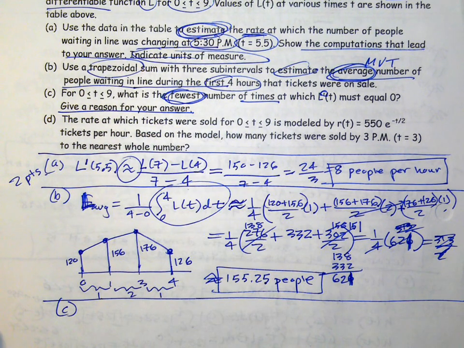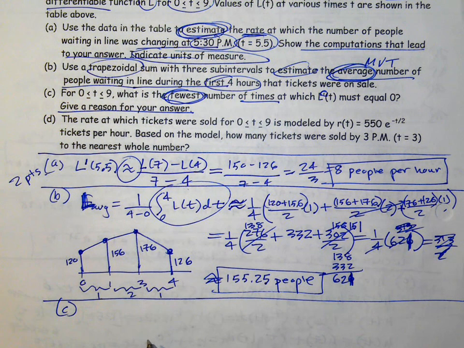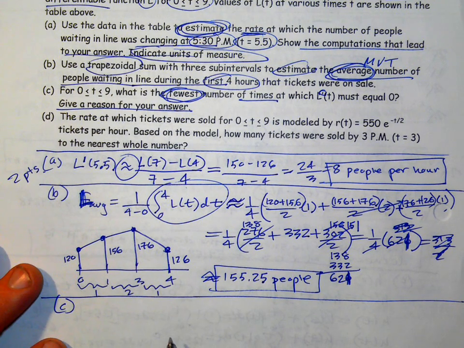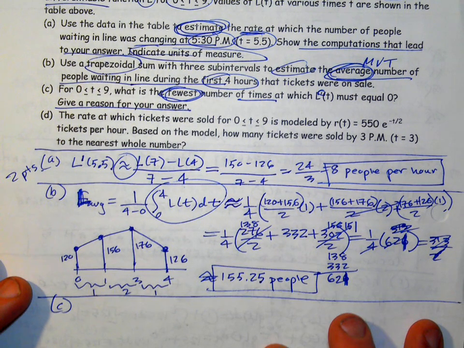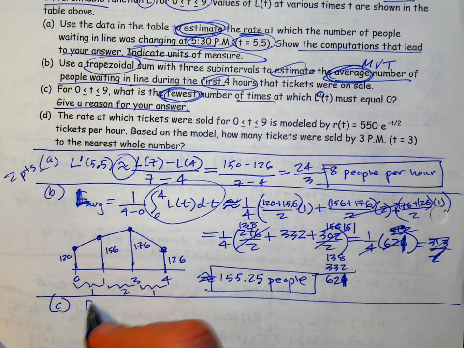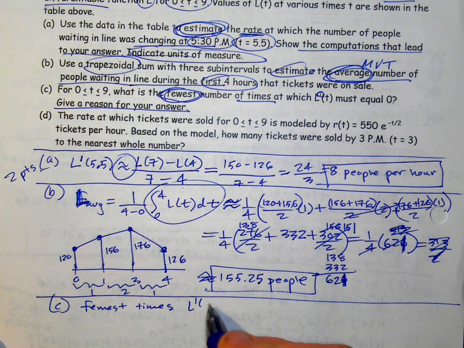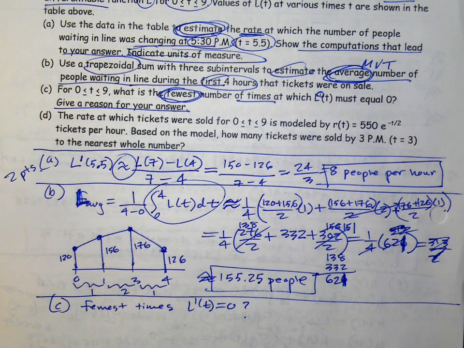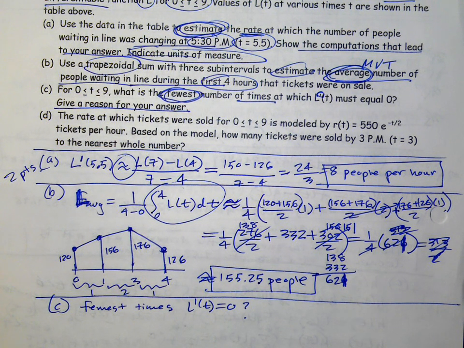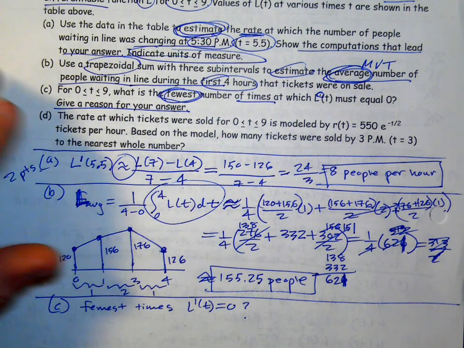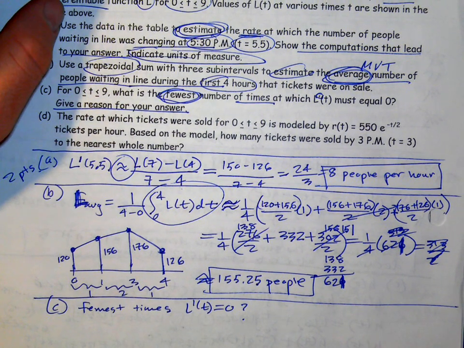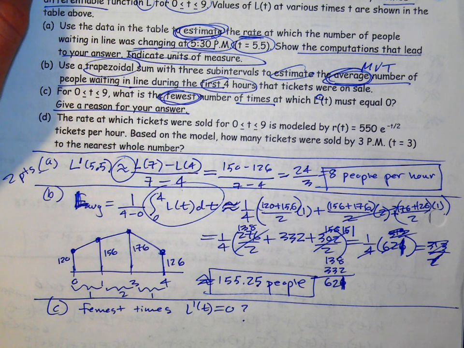So when I saw fewest, I was thinking like extreme value theorem. But it says 0 to 9 was the fewest number of times that L prime must equal 0. Fewest times L prime equals 0. 0 to 9. Okay, so the idea here is that this is relying on mean value theorem for derivatives.